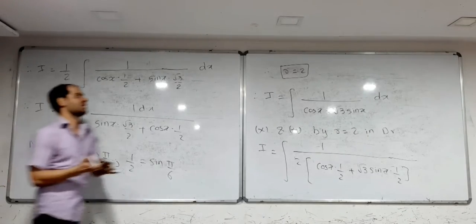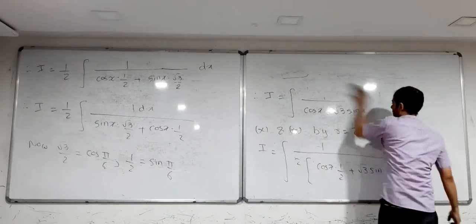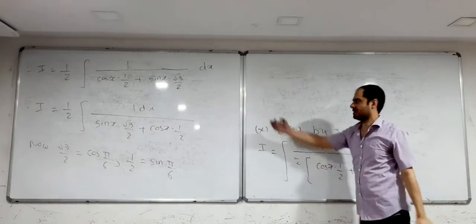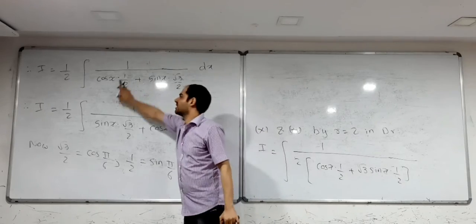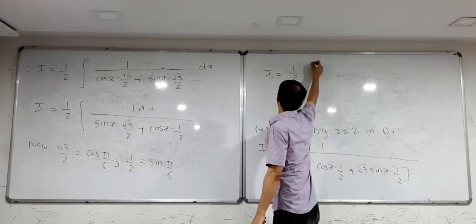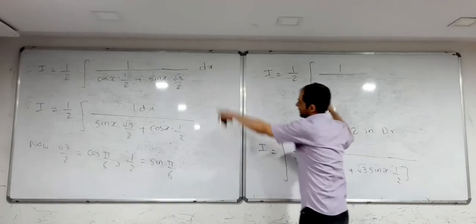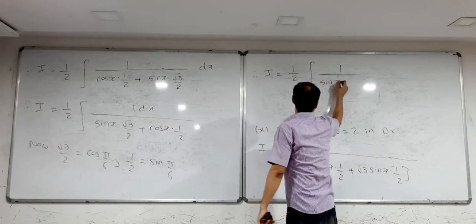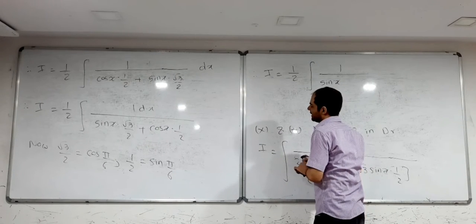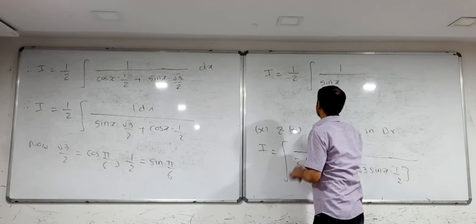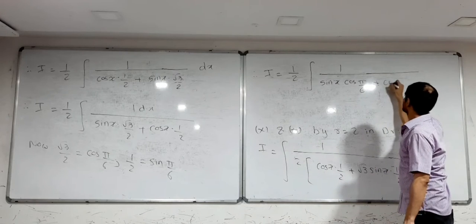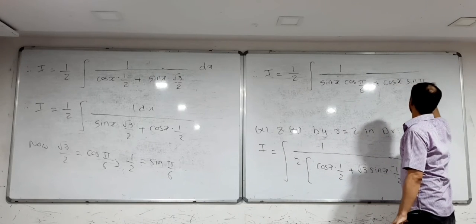So it is sin x cos y plus cos x sin y. You understood? You can also make another substitution. You can go with sin of pi by 3 and cos of pi by 3. That is also allowed, but I prefer this way. So I is half into integration of 1 upon sin x into what? Root 3/2 is cos of 30 degree, so sin x into cos of pi by 6 plus cos x into sin of pi by 6.